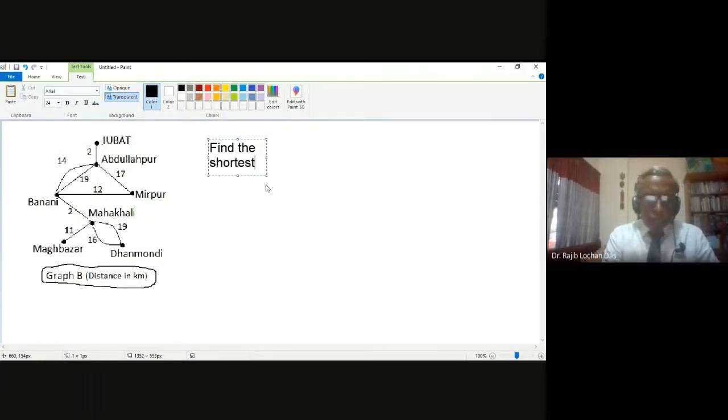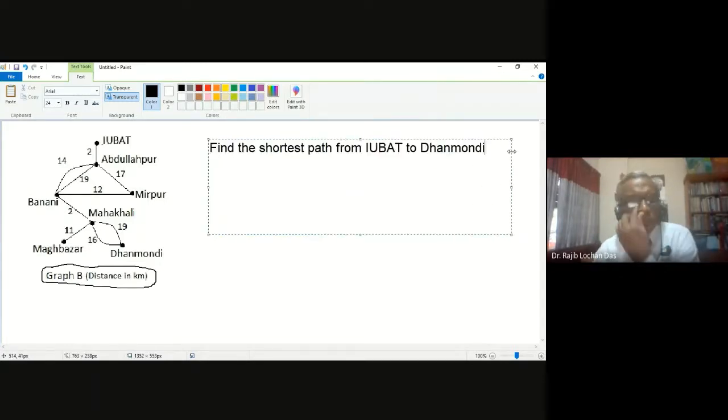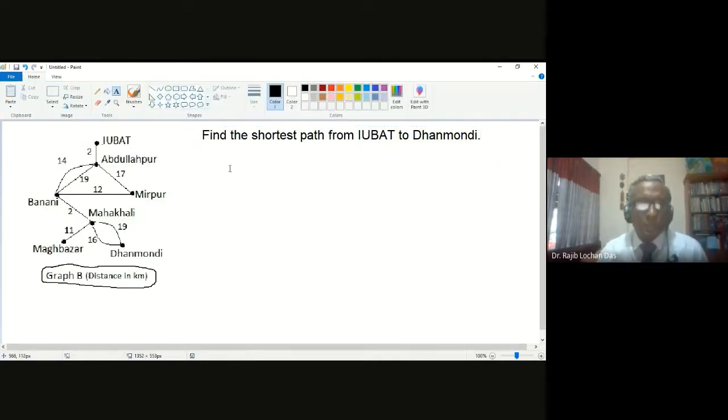So the shortest path from IUBAT to Dhanmondi. So this is the question. Now you start from IUBAT and then you take the path according to the edge. So when you have started from IUBAT, you have to go to Abdullahpur because there is no other way. Only one path is there.